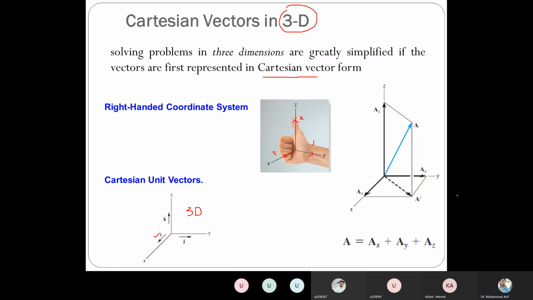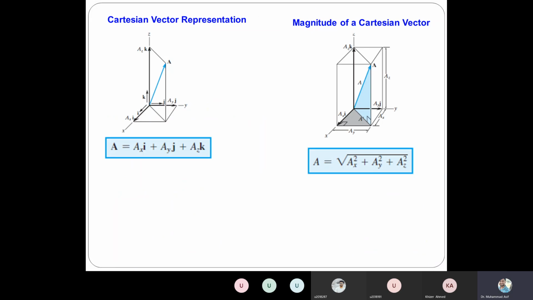Let's say we have a vector A, and this vector A will have 3 components. One will be acting along the x-axis, we call this AX. One will be along the y-axis, we call it AY, and another one is along the z-axis, we call it AZ. So the resultant vector A, since it has 3 components in 3 dimensions, will be AX plus AY plus AZ. So this is for 3 dimensions.